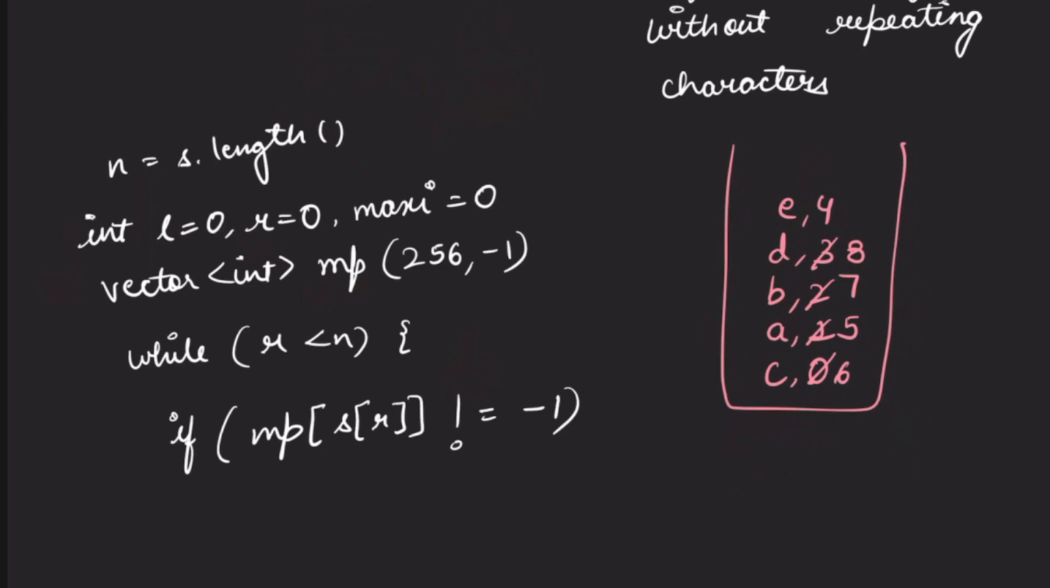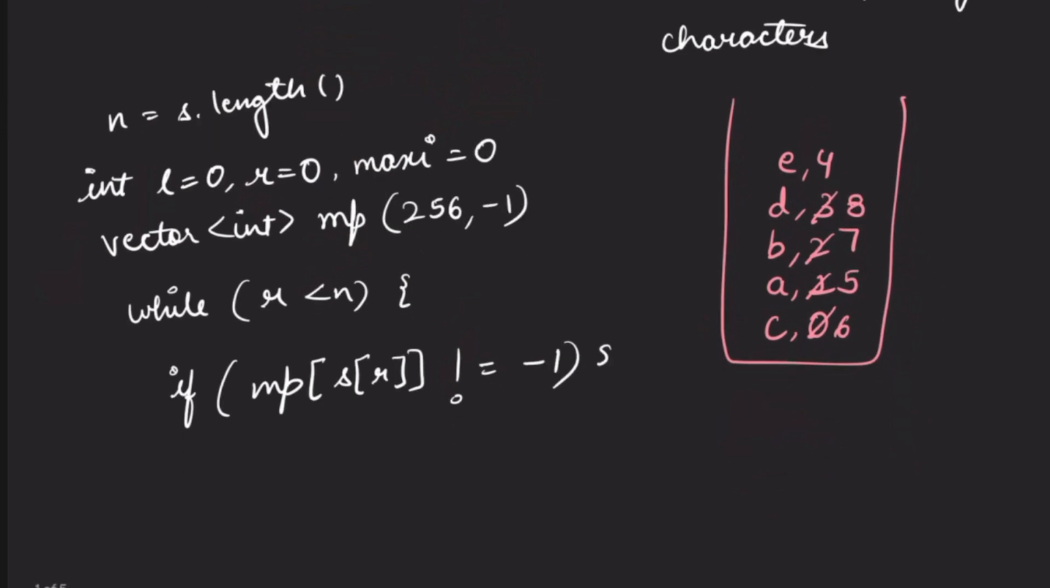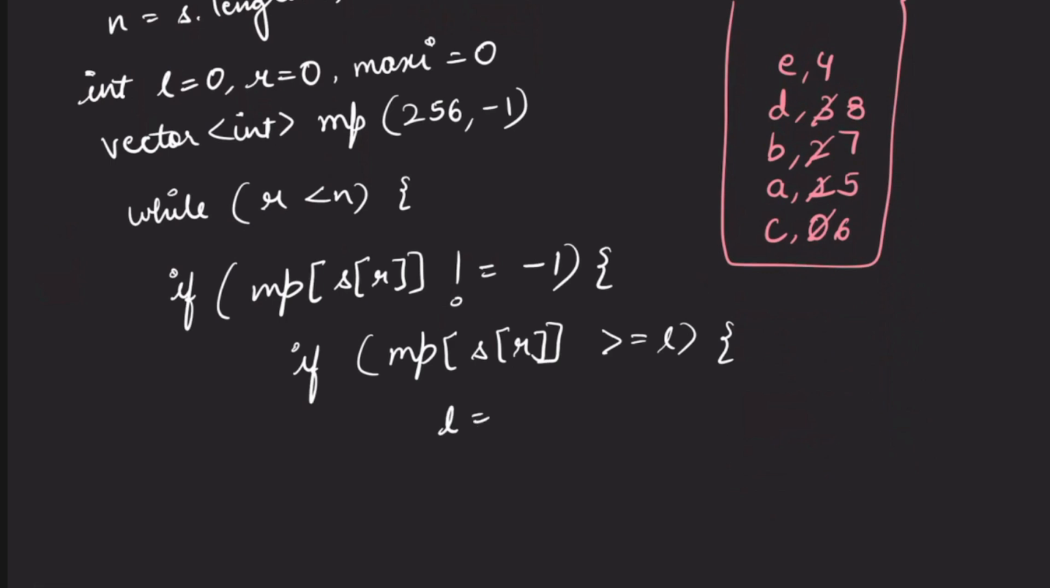It is repeated, right? So in that case, what you will check? You will check that if whatever is the index that is present in the map, is this greater than or equals to L? If it is greater than or equals to L, then that means this is present in the substring that I am considering right now. So in that case, I will update my left, and my left will become MP of S of R plus 1, right?